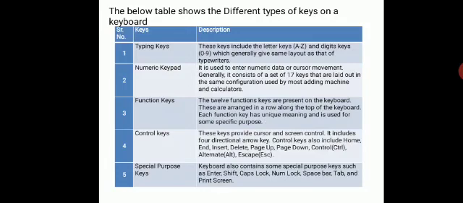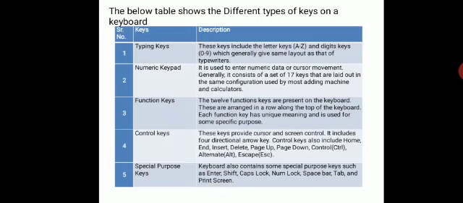First one, typing keys. These keys include the letters A to Z and digit keys 0 to 9. Second one is the numeric keypad. It is used to enter numeric data or for cursor movement. Generally, it consists of a set of 17 keys that are laid out in the same configuration used by adding machines and calculators. Third one, function keys.